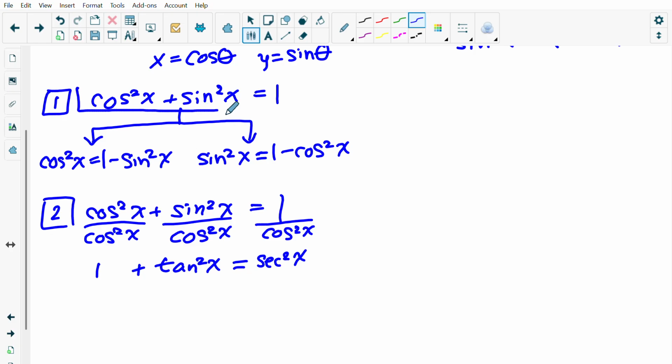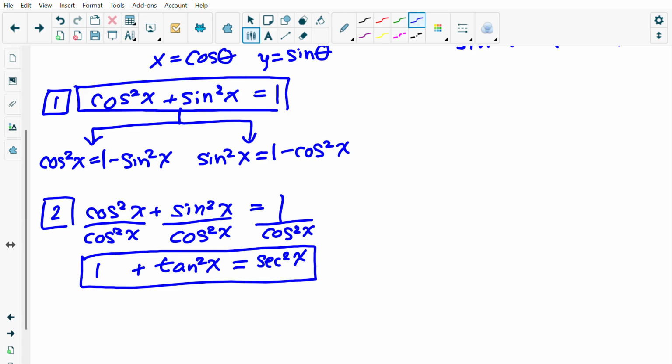So here's our second one. A lot of times on a formula sheet we leave it like this because it's unchanged from the first form: 1 plus tangent squared of x equals secant squared of x, and now you see where it comes from. We've seen other versions of this. If I subtract tangent squared of x from both sides, I have secant squared of x minus tangent squared of x equals 1. That's one version.